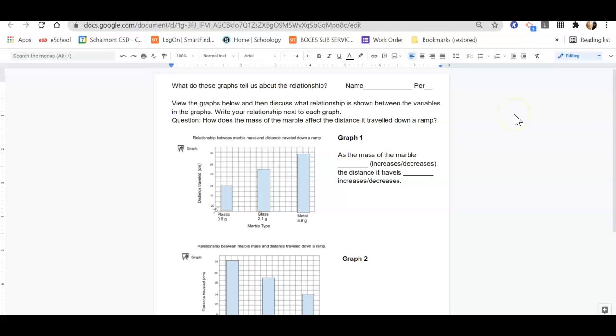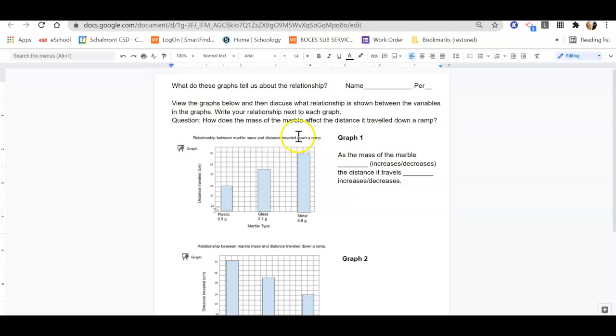It's helping us figure out how do we read the relationship on a bar graph. We did decide that a bar graph is the best way to show the data in our marble experiment, where we're answering the question, which is shown right here. The question is, how does the mass of the marble affect the distance it traveled down a ramp?